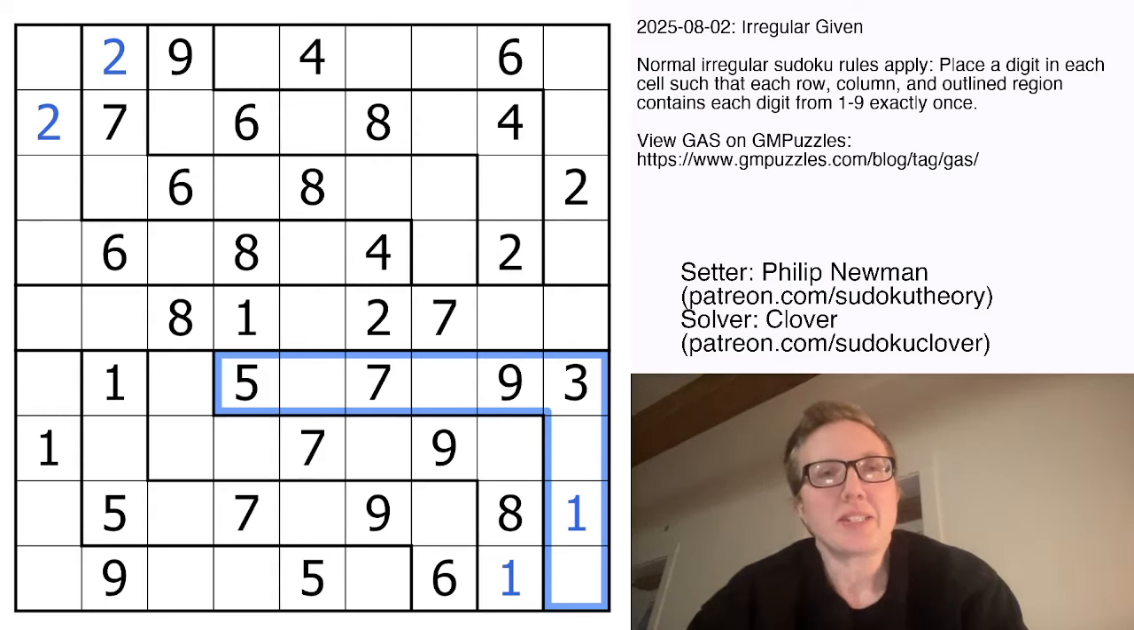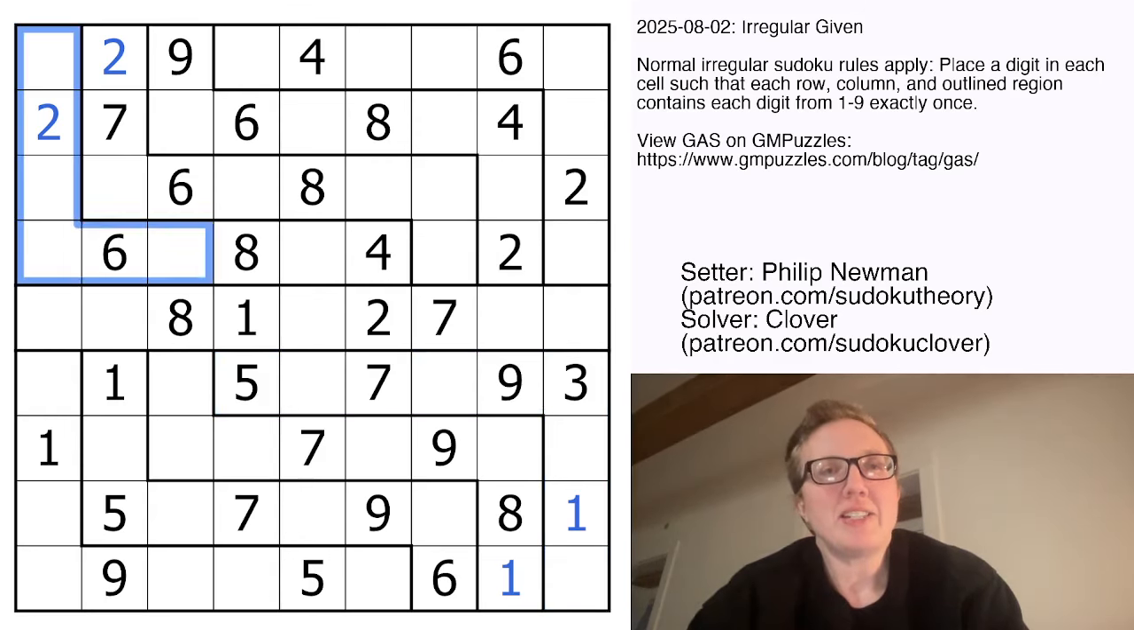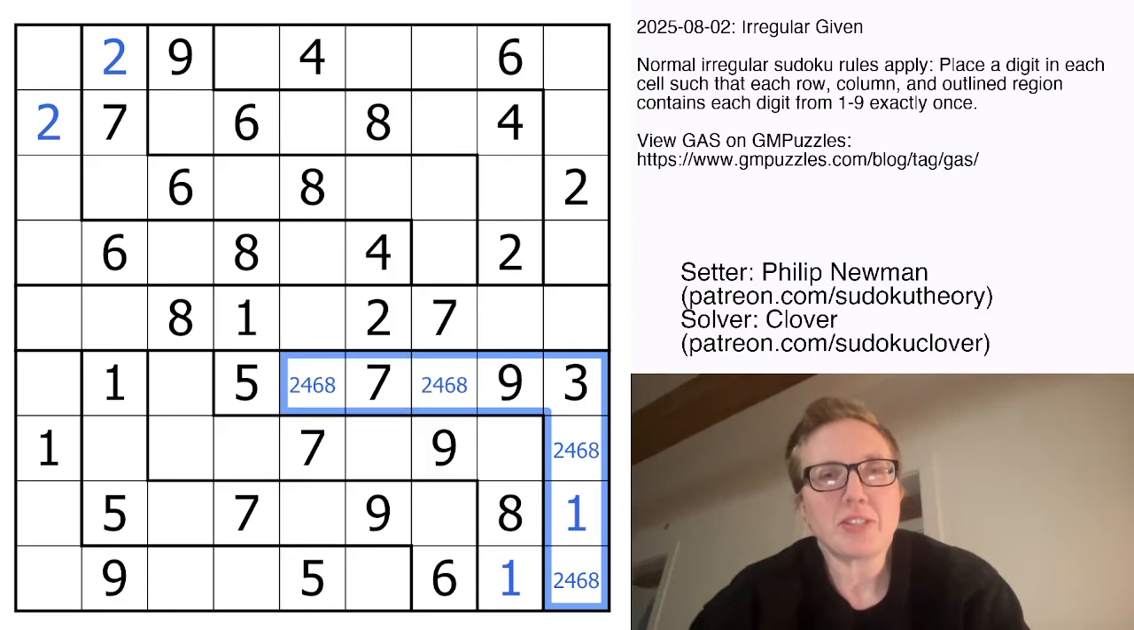So the next thing I noticed is that I now have all of the even digits here, and all of the odd digits here. So I need even digits there. I need 2, 4, 6, and 8. I can eliminate 2 from those cells because there's a 2 up there, and I can eliminate 6 from here, and 4 and 8 from here, and 6 from here, just by Sudoku.